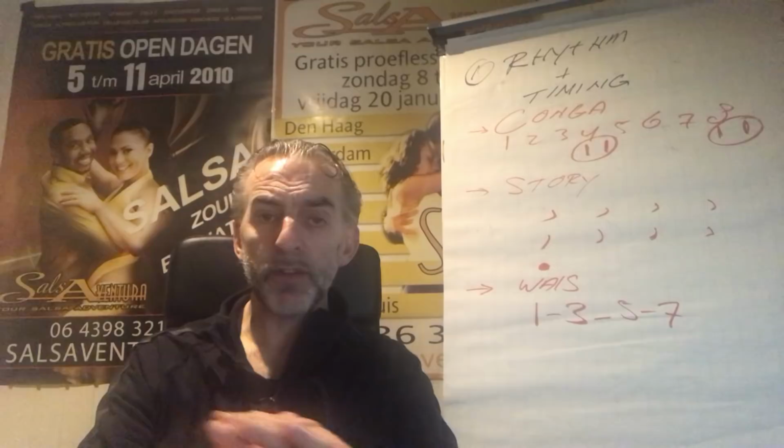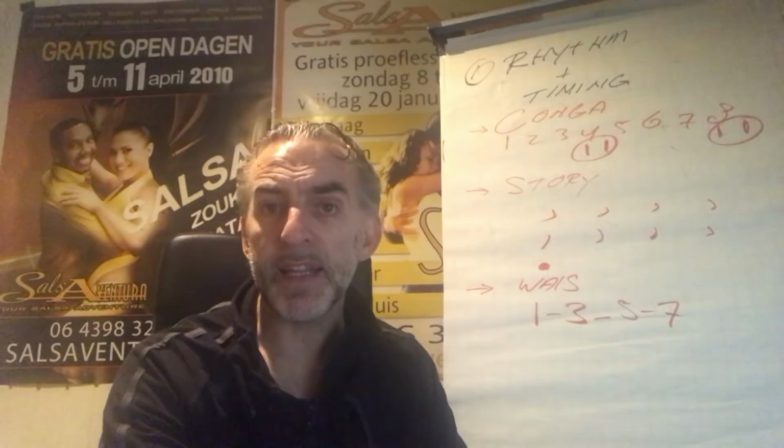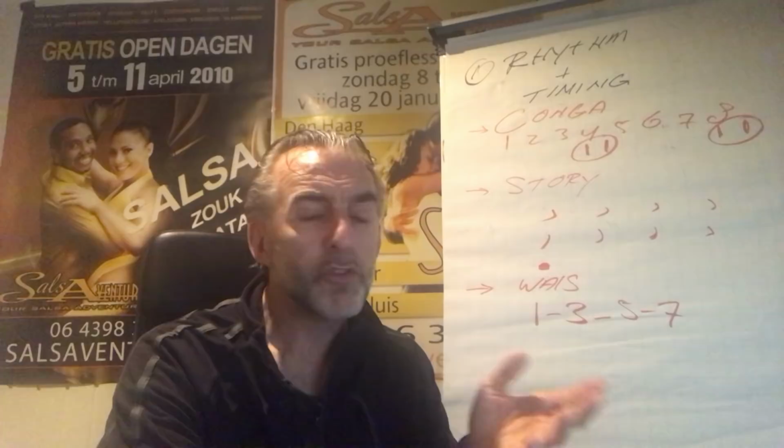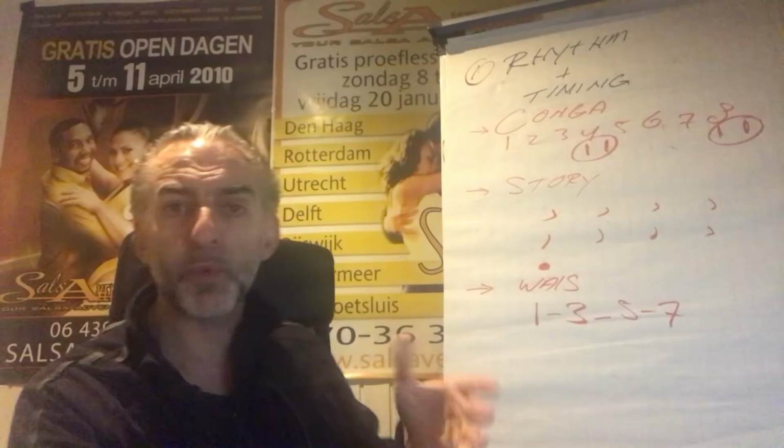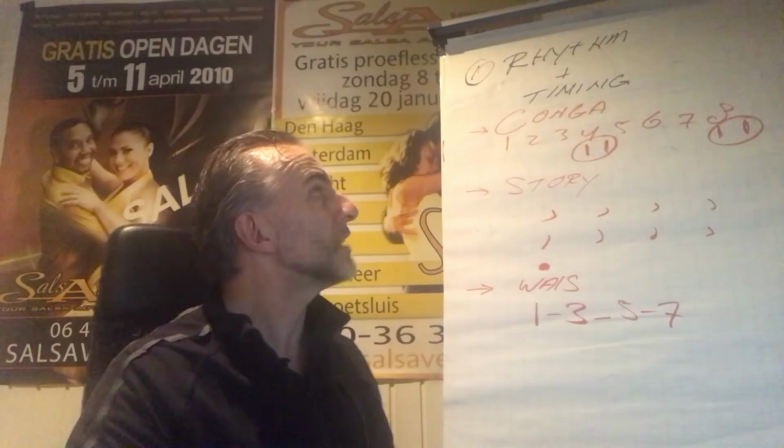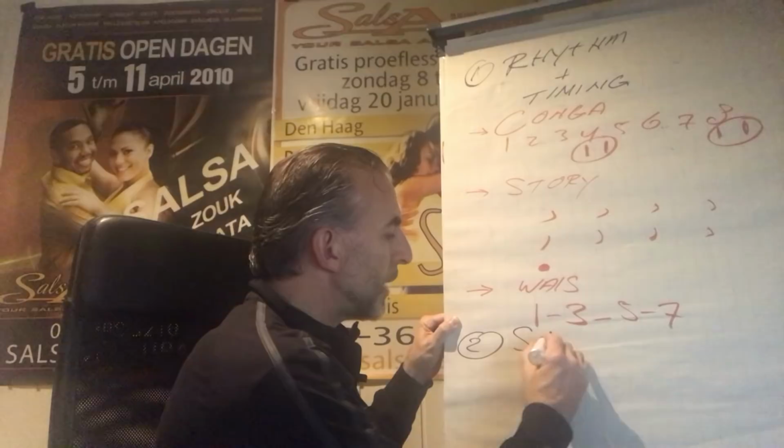I hope you like this way of understanding the rhythm and timing. But this is how we explain it as much as we can, okay? So back to the rhythm and timing. We have congas, we use the story, and we use what we call the Wals 1, 3, 5, 7. Then the second foundation step, the second one. So we have rhythm and timing on one. The second is what we call skips.